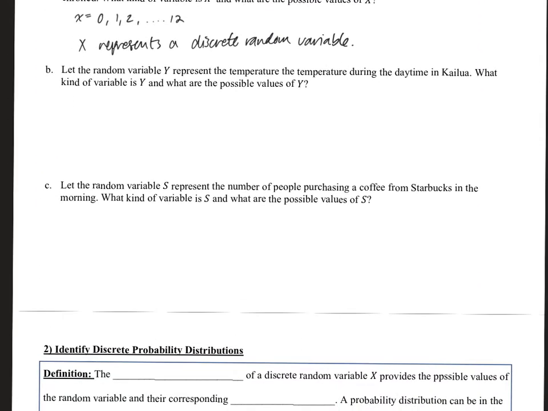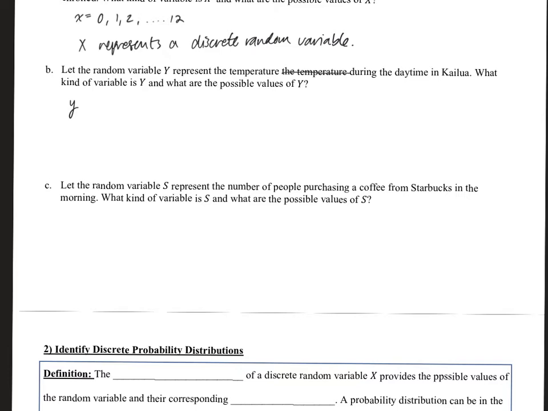And then for B, let the random variable y represent the temperature during the daytime in Kailua. What kind of variable is y, and what are the possible values of y? Okay, so what are the possible values of y? Could I list them out? You know, I really couldn't measure it out. It's continuous. The temperature doesn't really have that counting point that we would have for the grades.